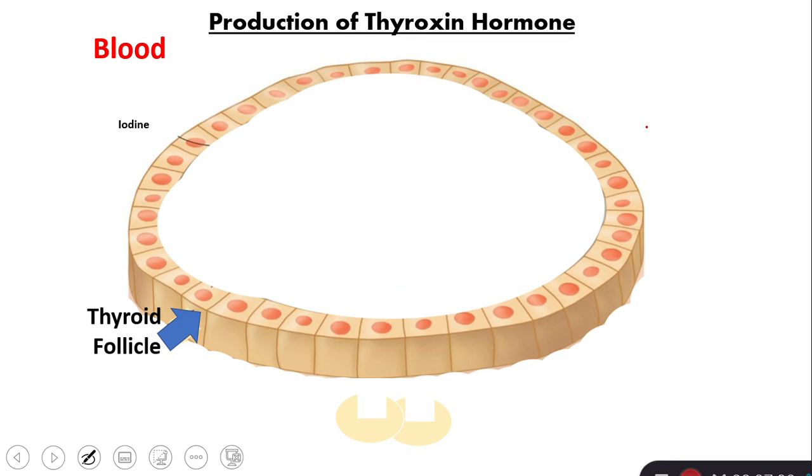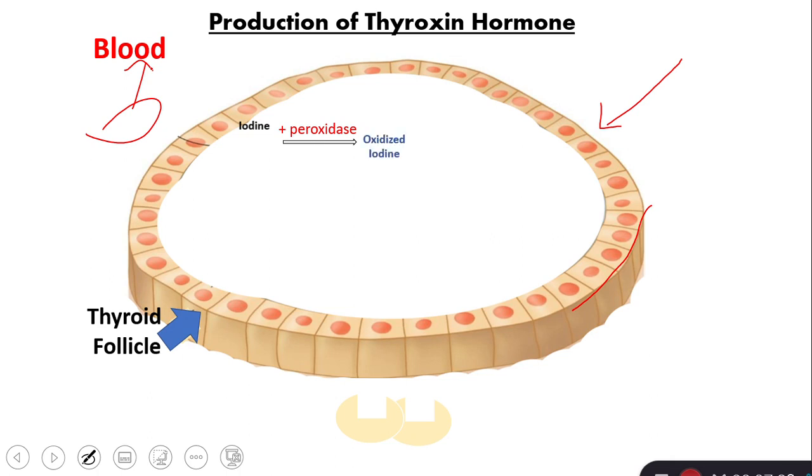How does the thyroid follicle produce thyroxin? So here is one thyroid follicle, and the fluid inside is colloid. The follicle is lined with simple cuboidal epithelium that we call follicular cells. For the follicle to produce thyroxin, it needs iodine from the blood. So what happens is that iodine enters from the blood inside the thyroid follicle. Then it's going to be oxidized by the peroxidase enzyme. So now we have oxidized iodine.